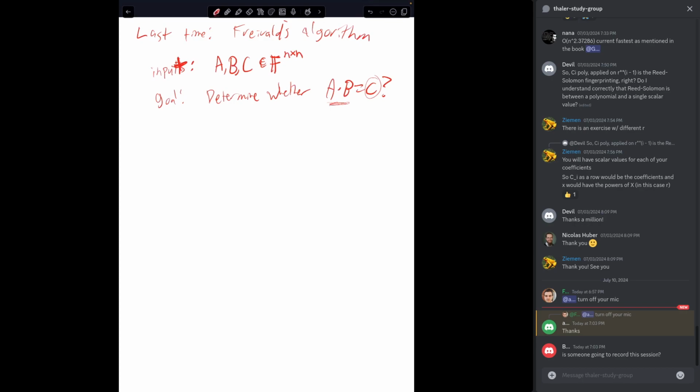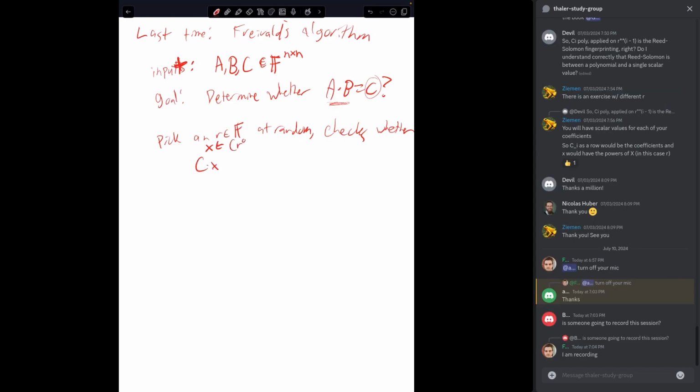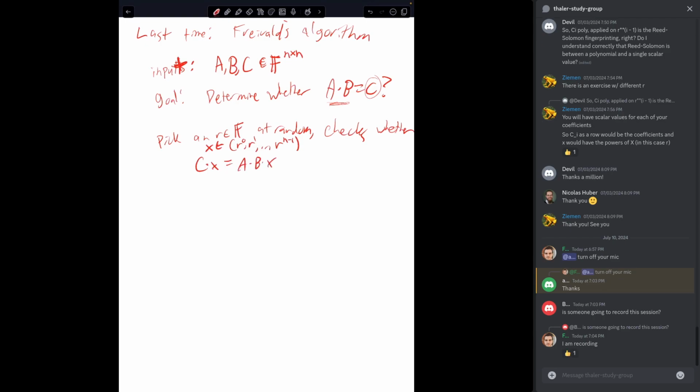The way the algorithm works, at least the variation of it that I presented, is the algorithm just picks an R from the field at random and checks whether C times, I'm sorry, I forgot. So it sets X to be the vector of the first n powers of R. And it checks whether C times X equals A times B times X.